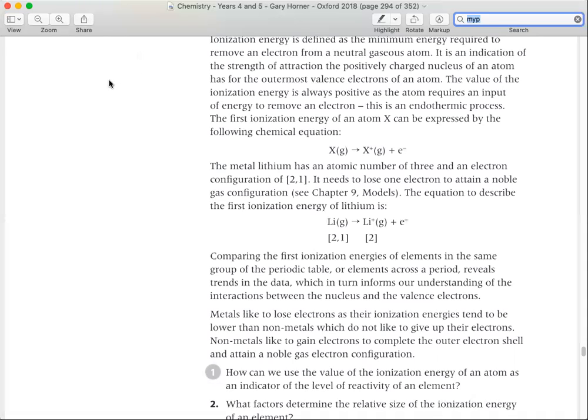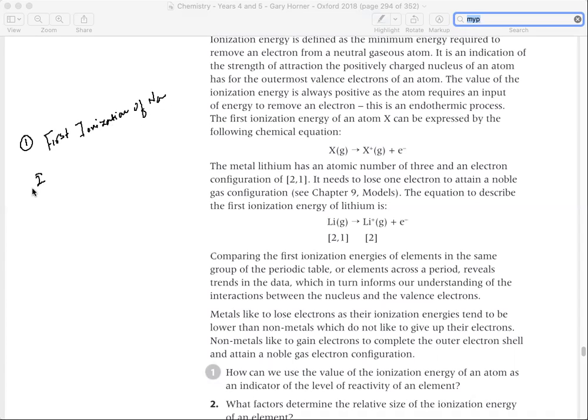So first equation you have to write in a similar way as they have written for lithium. First you are going to write for first ionization of sodium. And second equation you are writing for second ionization of magnesium.